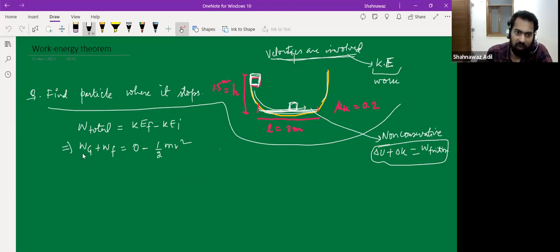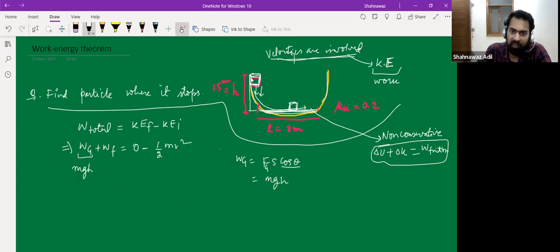Yes, sir. Now, what will be the work done because of gravity? Work done due to gravity is Fg cos theta, right? The force is downwards, and the displacement is also downwards. So theta is 0 here. This is mg and this is h, so the work is mgh, right?